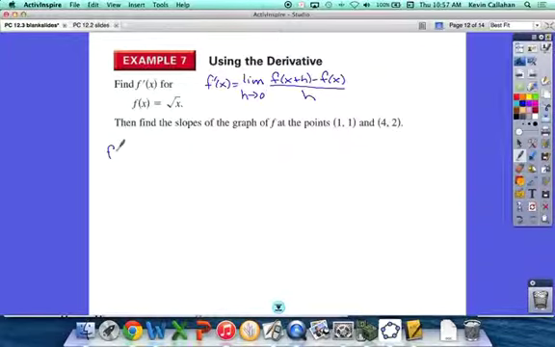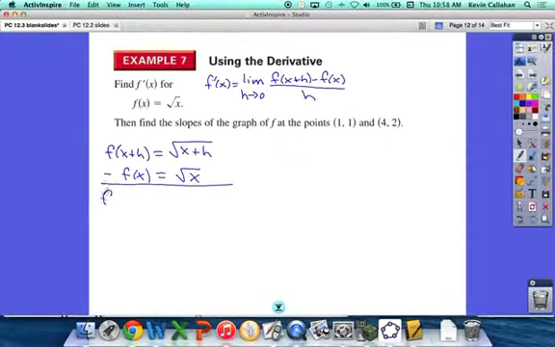So f of x plus h, what is it? The square root of x plus h, minus f of x. Subtract, f of x plus h minus f of x. There's no combining or simplifying or anything we can do here. We have this square root of x plus h, minus the square root of x, over h.